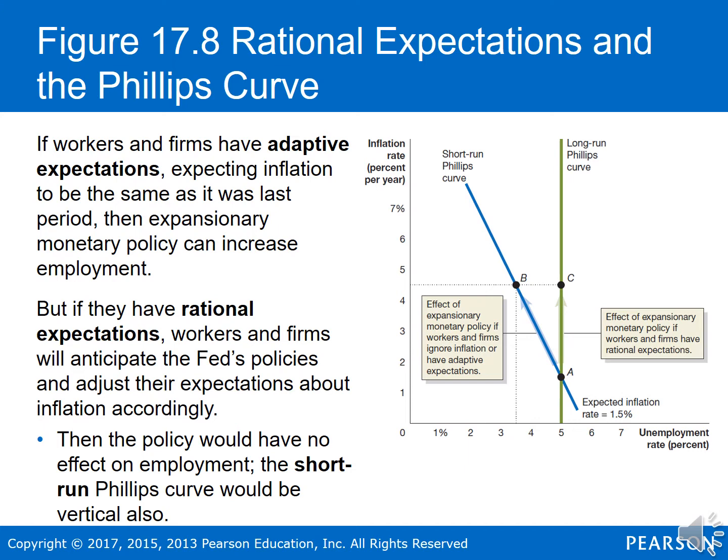However, if there's rational expectations, if workers and firms perfectly anticipate what the Federal Reserve is going to do, and what we're going to see, the changes in the inflation rate and the unemployment rate, increasing the inflation rate through monetary policy is going to move up the vertical Phillips curve from point A to point C. So we end up with increasing the inflation rate, but no change in the unemployment rate.